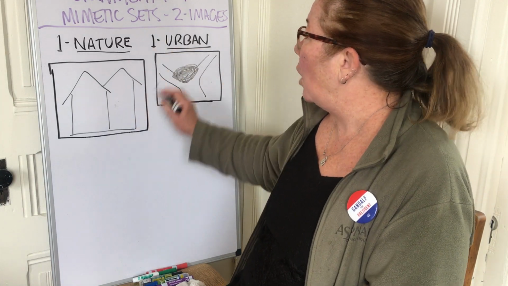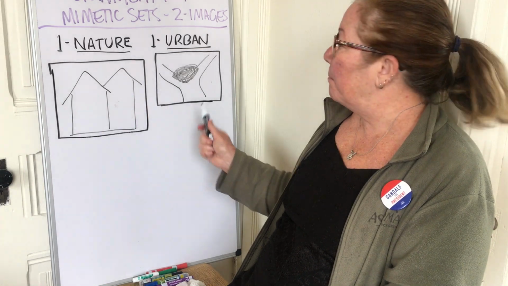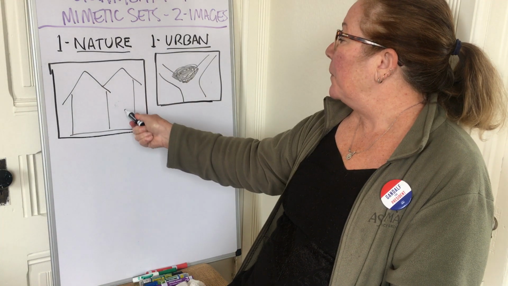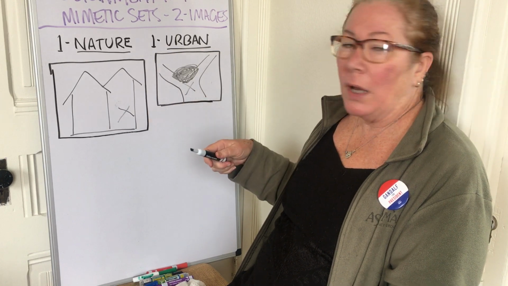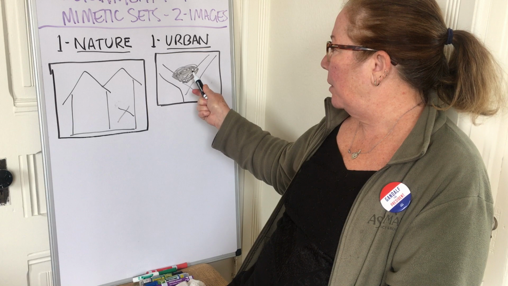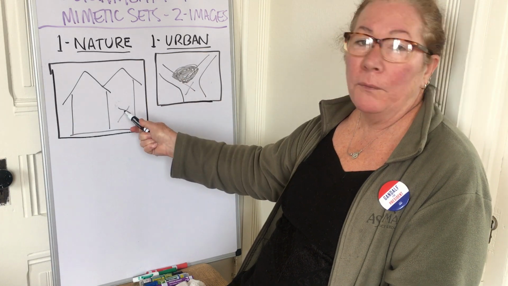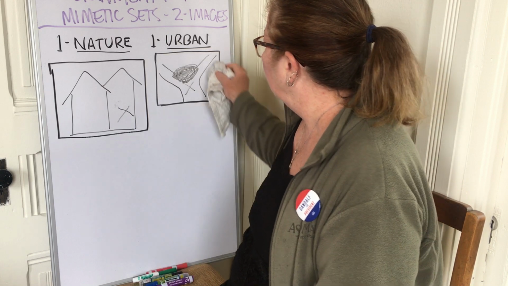So these don't look alike at all, right? The house and the bird's nest don't look alike, but they have the same meaning. They're both places where someone lives or something lives, right? So we've got a home for birds and a home for humans. Make sense? Right, so that's a good one.